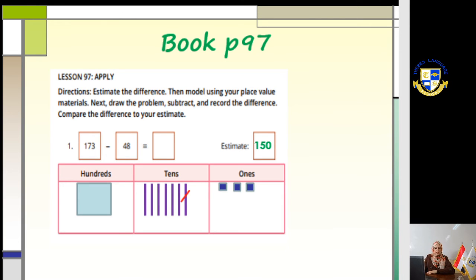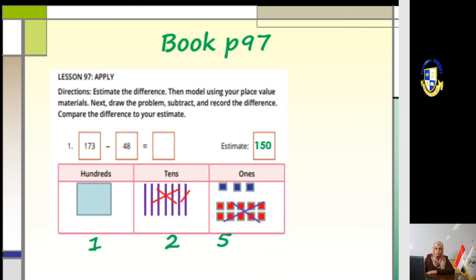For the tens, it's no longer 7 minus 4, it's 6 minus 4. 6 minus 4 will be 2. And the 100 stays the same because you don't have another 100 to subtract. So it stays 1. Your answer is 125. When you estimate this number, it goes to 150.